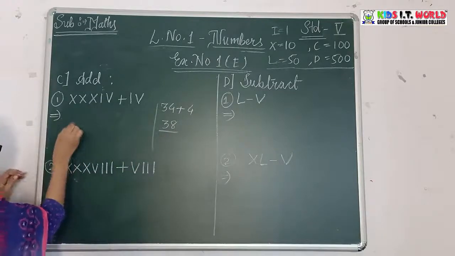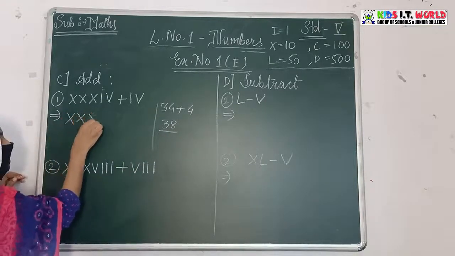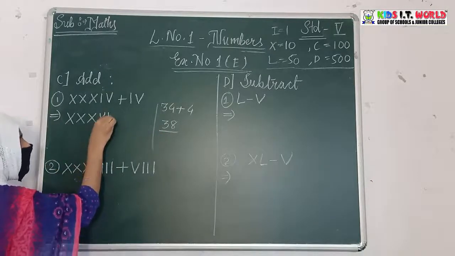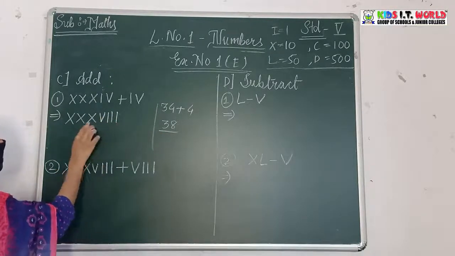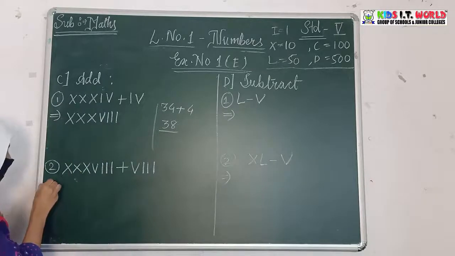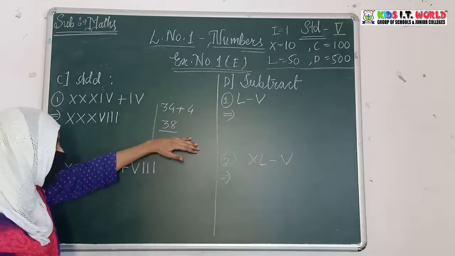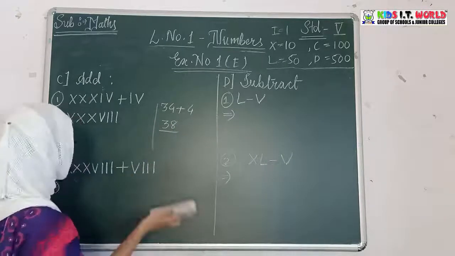So how will you write 38? Write X three times. This is 30, and now we have to write 8, so it is VIII. This is 38. In the same way you have to do this. This is only for explanation and your understanding. Don't write it like this.